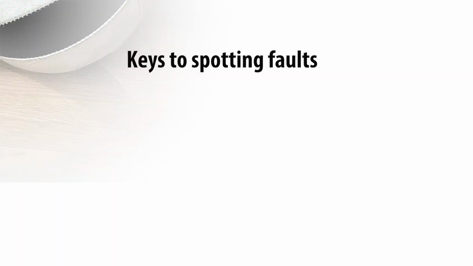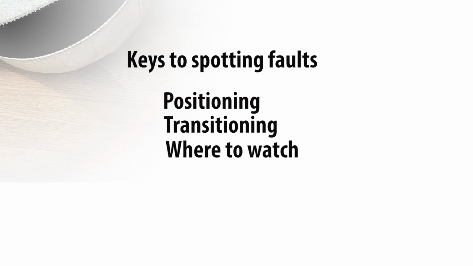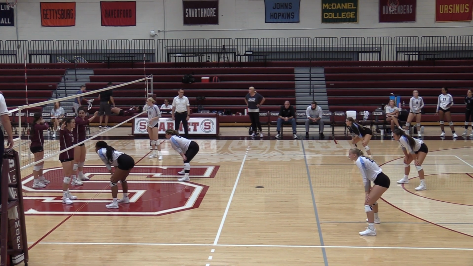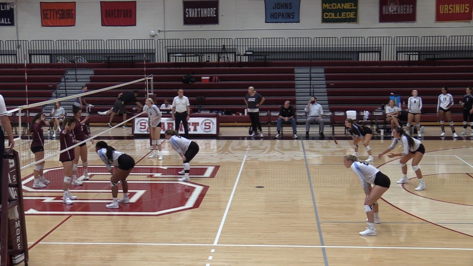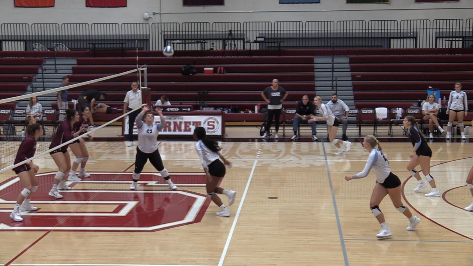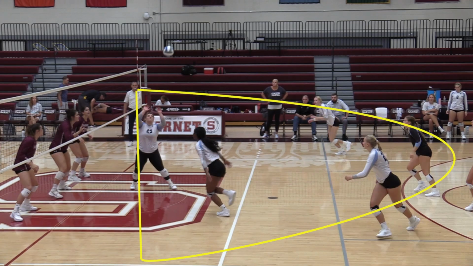The keys to seeing net and centerline fouls involve positioning, transitioning, and knowing where to watch and where not to watch during the play. Let's start with the serve. During the serve, you will be positioned slightly on the receiving team's side, monitoring for positional faults. Upon hearing the contact of the serve, transition to the blocker's side while continuing to watch the play develop on the attacking side. At this point, your cone of vision is rather wide.